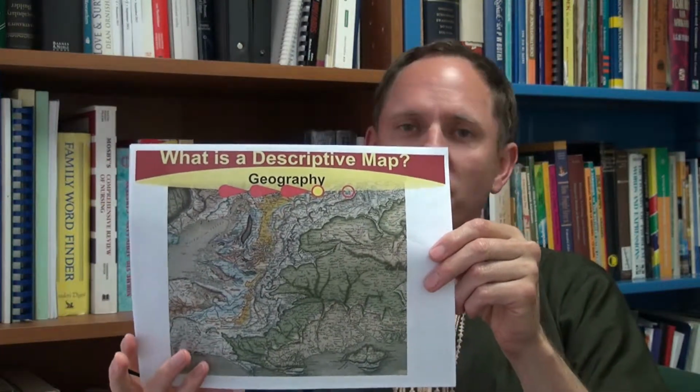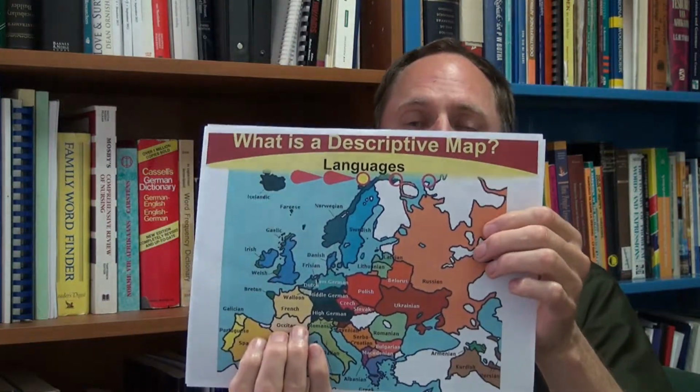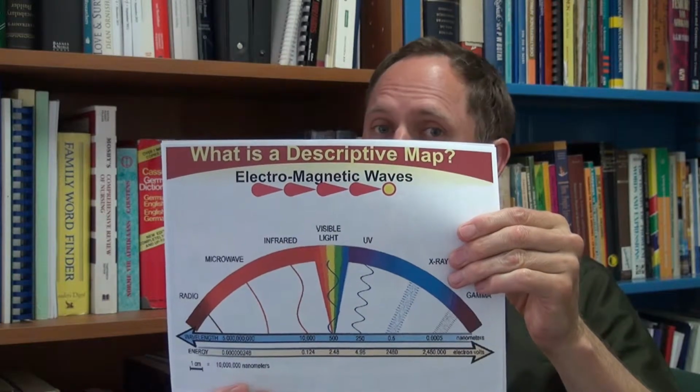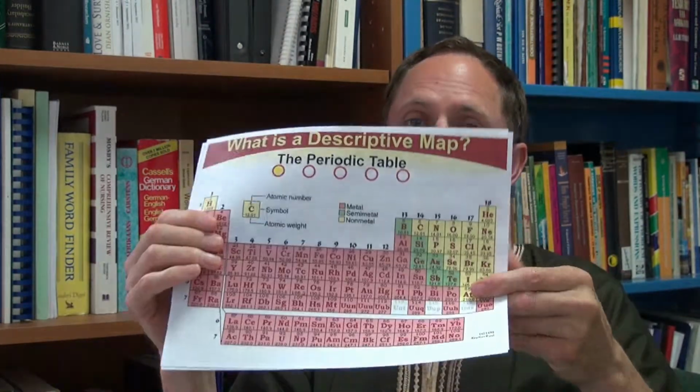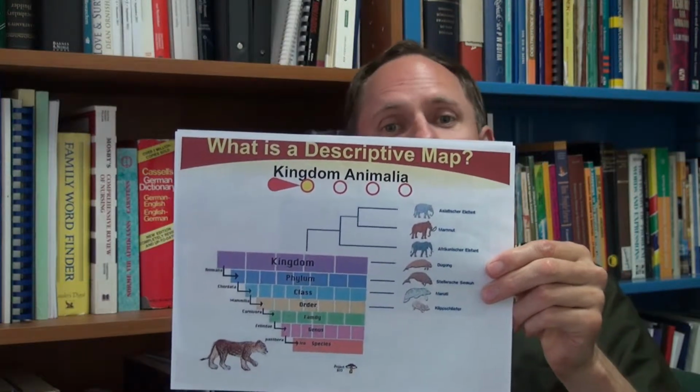So I'm going to give you some examples. Obviously, if you look at geography, it's a classic example of a descriptive map. I'm going to give you some more examples. For example, you could have a linguistic map, and a linguistic map changes all the time and also gives you different information. Then we can obviously look at the electromagnetic wave spectrum and say that's a descriptive map. Very interesting example. We can look at the periodic table. And I remember as a child, I thought it was set and done, and of course several elements have been added in recent years. Last one to show you would be, for example, the tree of life, the animal kingdom. And this is as you look at kingdom, phylum, class, order, family, genus, and species.